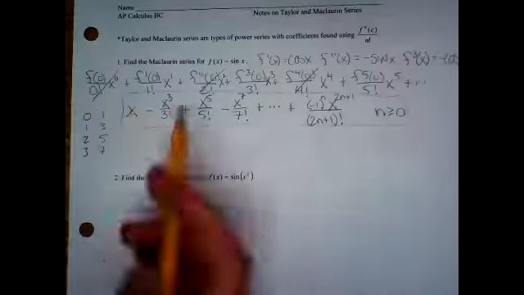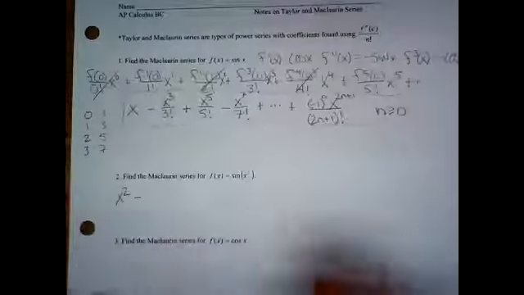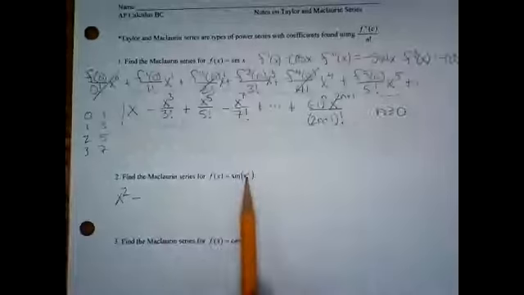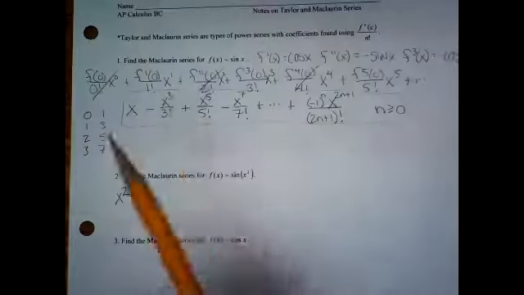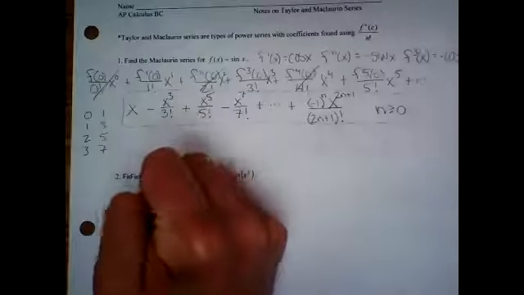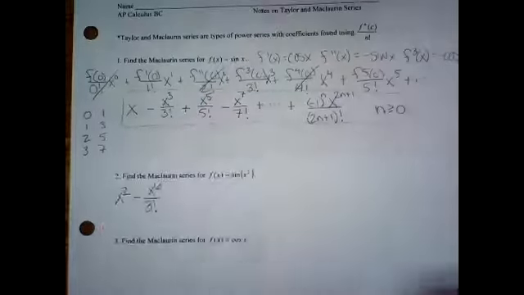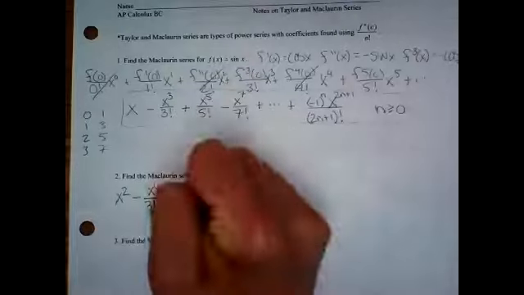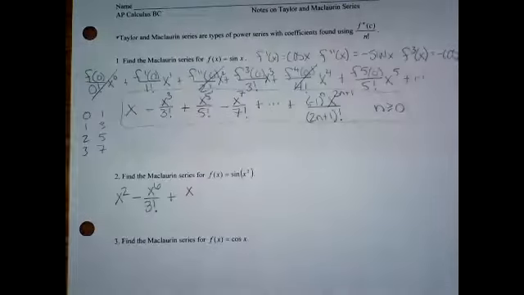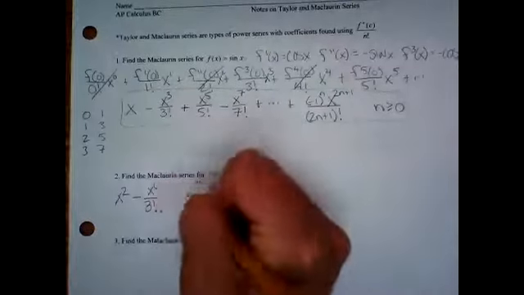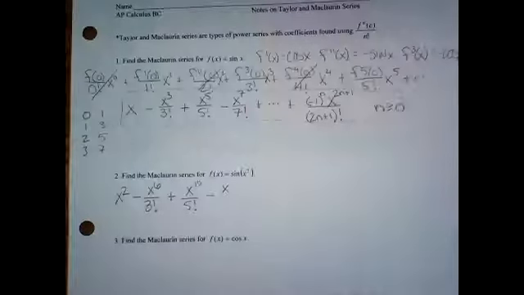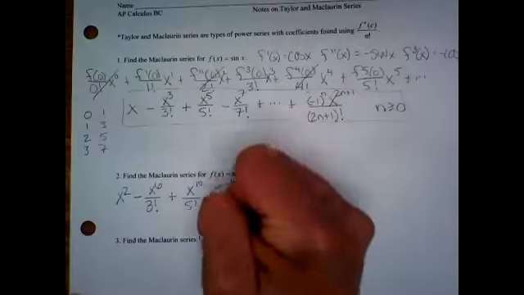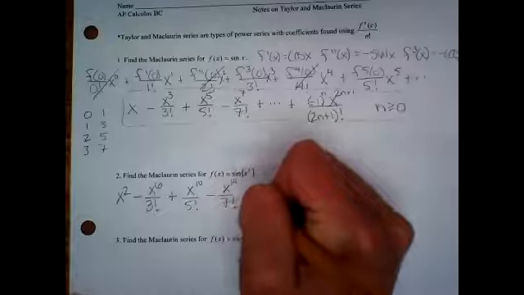So that would give us x squared minus, and then if you input an x squared to the third, you get x to the sixth over 3 factorial, that's not gonna change, plus x to the what? 10th, good, over 5 factorial. Minus x to the 14th, good, over 7 factorial plus dot, dot, dot.